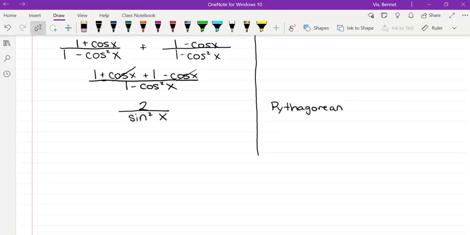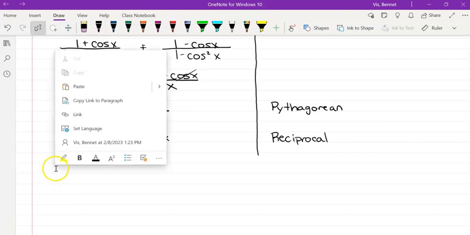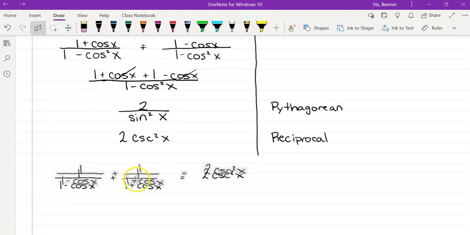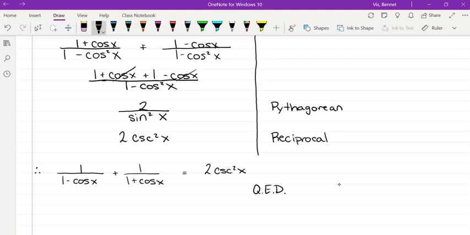And 2 over sine squared is the same as 2 times 1 over sine squared, and the reciprocal of sine is cosecant. Reciprocal of sine squared is cosecant squared. But use the reciprocal property. And that's it. So I just copied already what I wanted to show. So I say, therefore, 1 over 1 minus cosine of x plus 1 over 1 plus cosine of x is equal to 2 cosecant squared of x. QED. That's what I wanted to show.